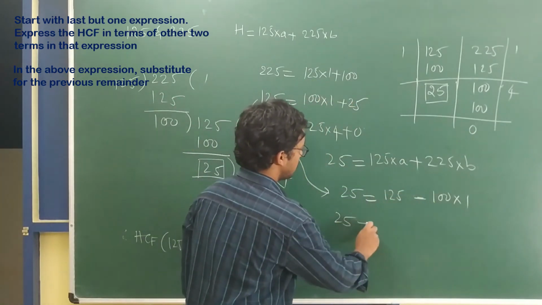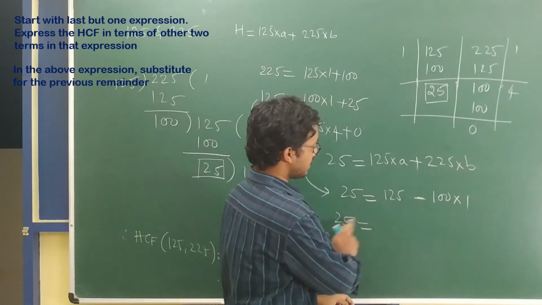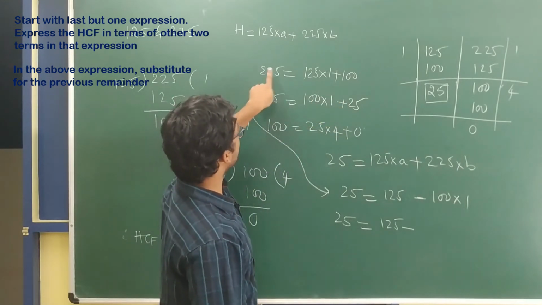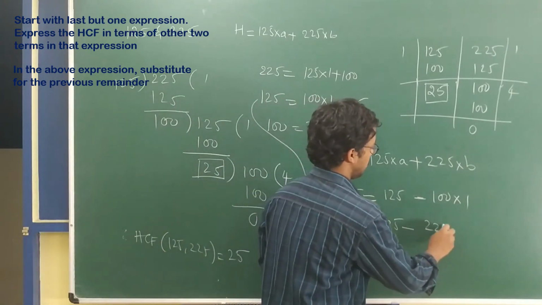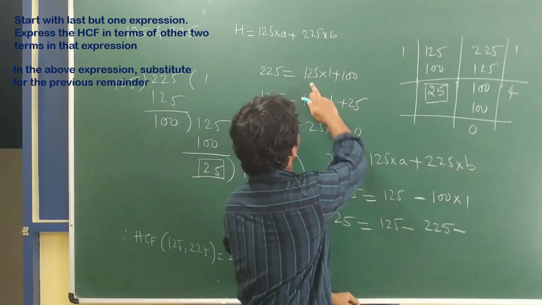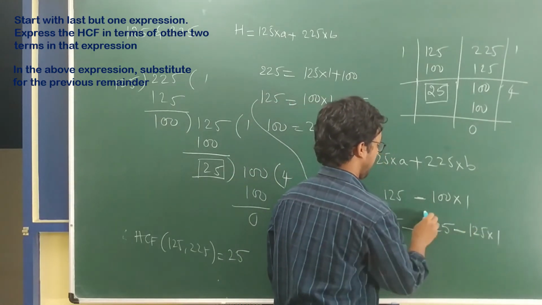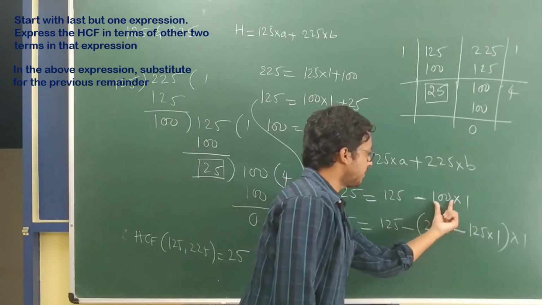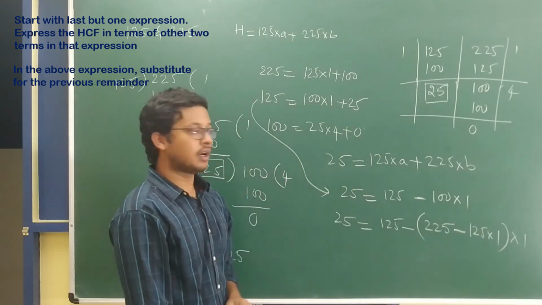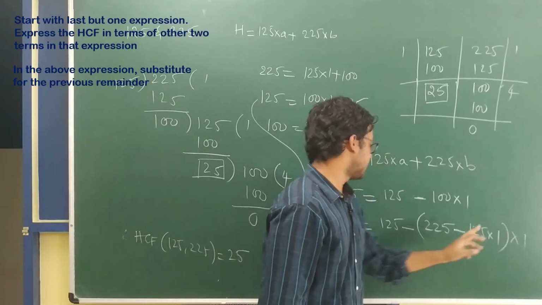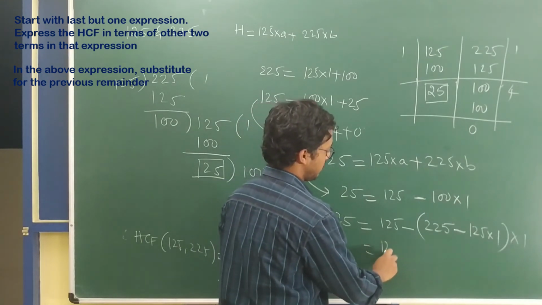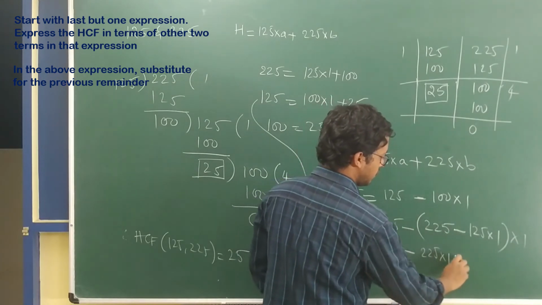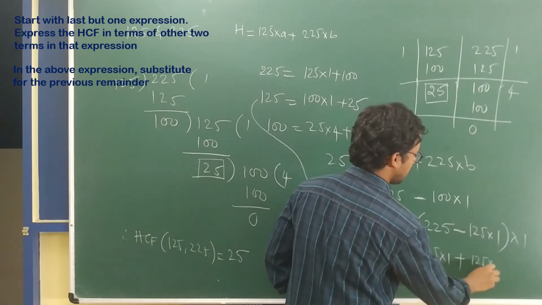So what will this be now? 25 is equal to 125 minus, this 100 is now written as 225 minus 125, into 1. Correct? Only this 100 and this whole is multiplied by 1. Only for this 100 I have written this expression. Alright. So now you take this 1 inside. So what will this be? It will be 125 minus 225 into 1, and minus into minus is plus 125 into 1.